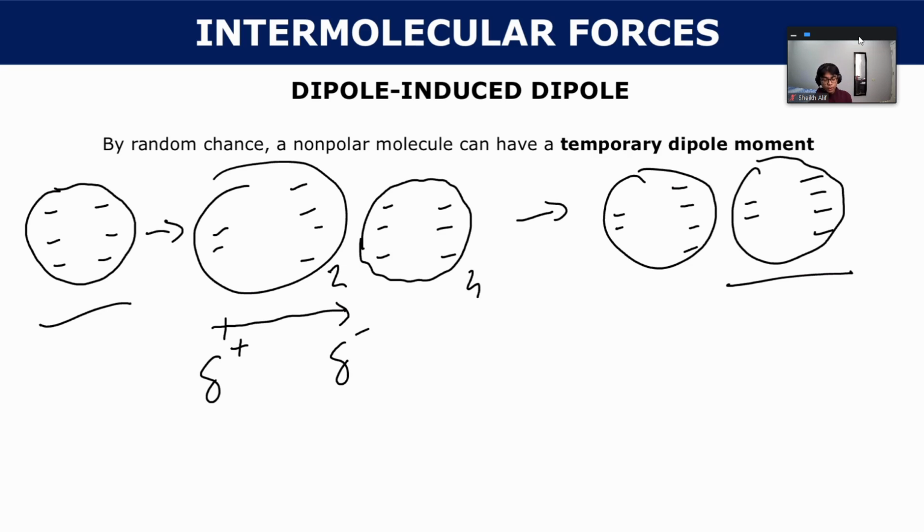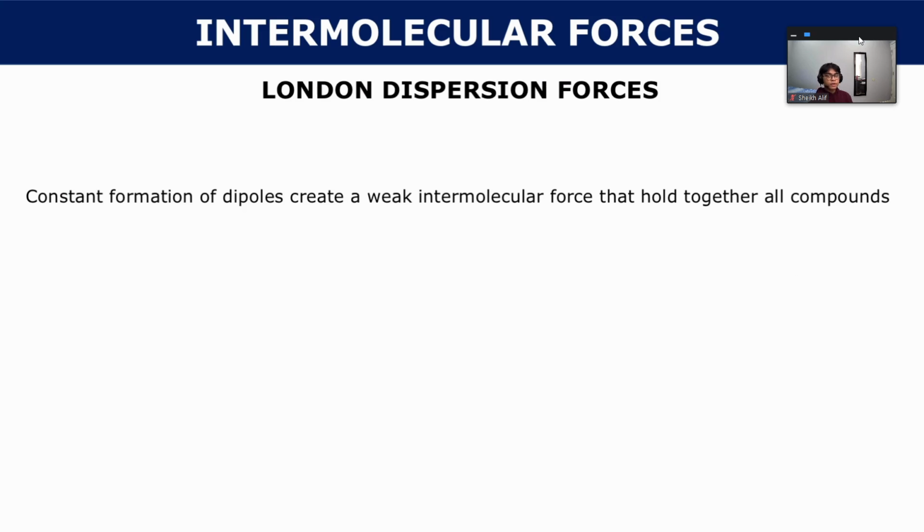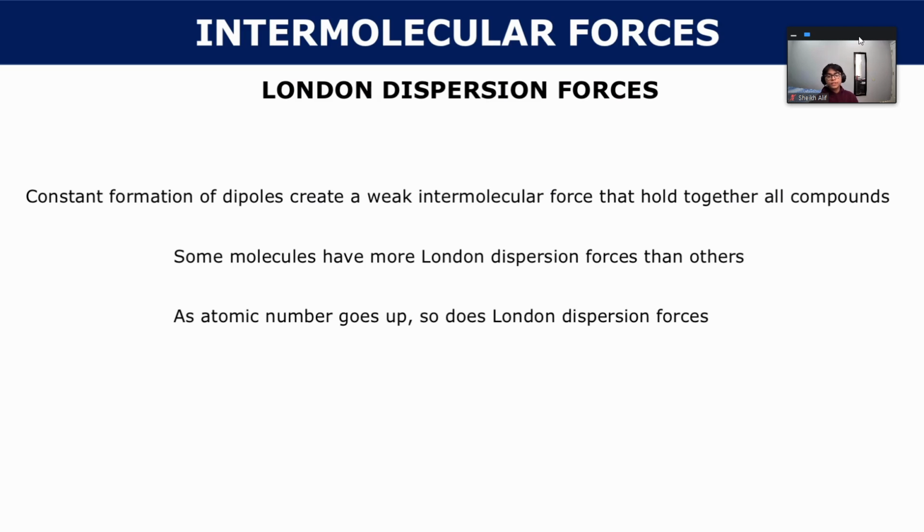This brings us to the last intermolecular force that I want to go over, which is the London dispersion force. These are constant formations of dipoles that create a weak intermolecular force that holds together all compounds. London dispersion forces are interesting because all compounds are going to have them, but some molecules are going to have more London dispersion forces than others. So how can we predict the amount of London dispersion forces a molecule can have? Well, in general, as atomic number goes up, so do London dispersion forces.